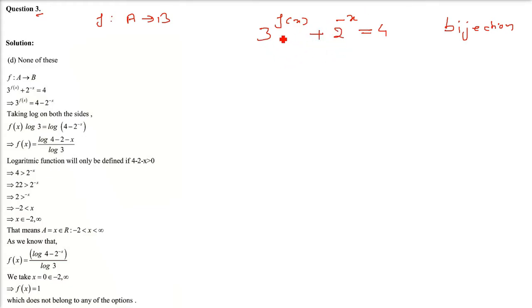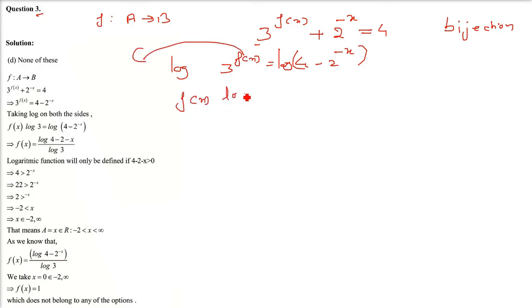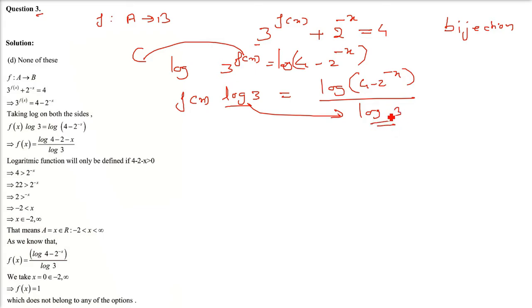Because the answer is given in your book. So 3 to the power of f(x) I'm taking on the left, and 2 to the power minus x on the right hand side, taking log on both the sides. So this is log 3 raised f(x), so you get f(x) log 3 equals log of 4 minus 2 raised minus x. Log 3 is a constant, so just take it in the denominator. So you get log of (4 minus 2 raised minus x) divided by log 3.